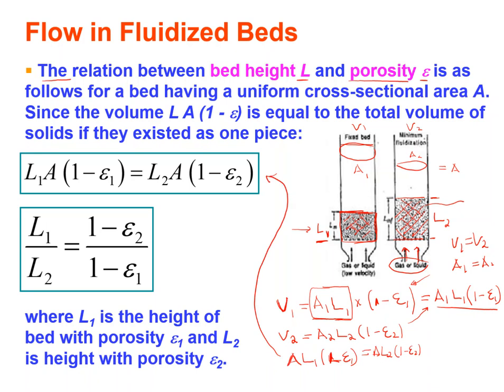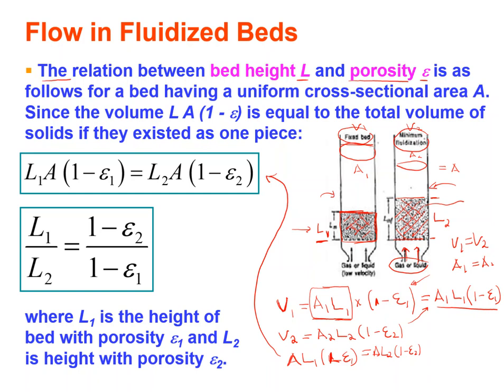So this equation comes from, let us call it, a volume balance. I have two conditions. This is the first condition and this is the second condition. So this can be, for example, the packed bed, the fixed bed, and this can be, I can call it, the minimum fluidization, whenever this bed is, let us say, expanded.